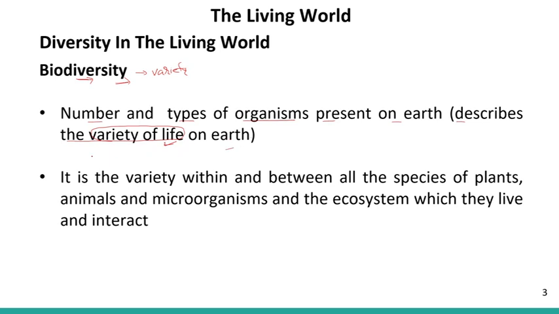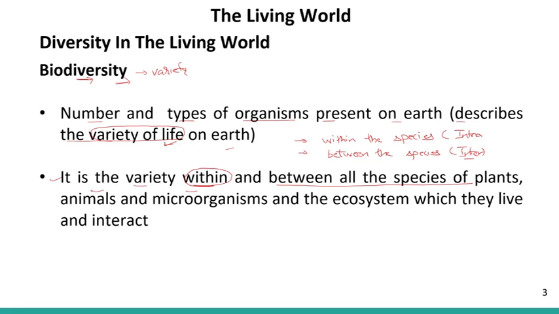How else can you define biodiversity? It is the variety within and between all the species of plants, animals and microorganisms. You have to remember there are two aspects: variety within the species, and second, variety among or between the species. Within the species we say intra, and between any two we use the term inter.